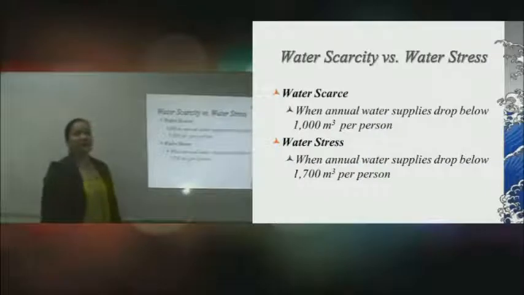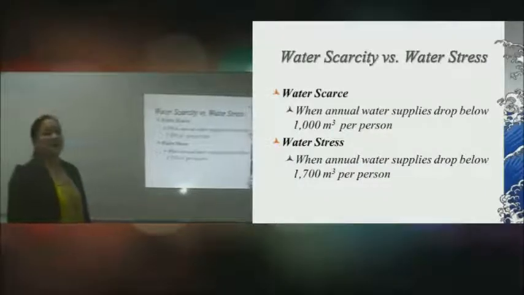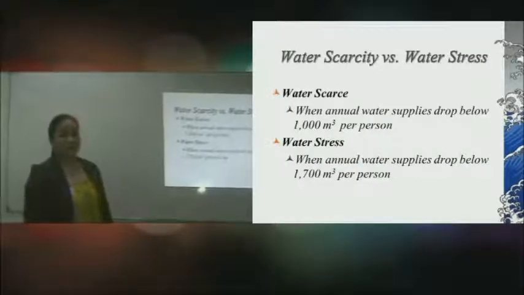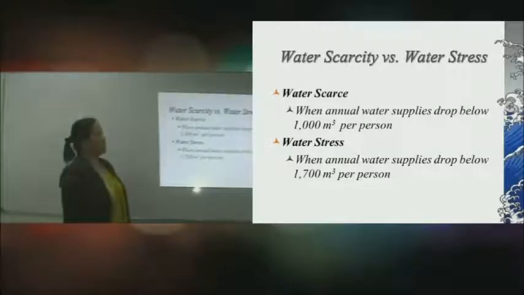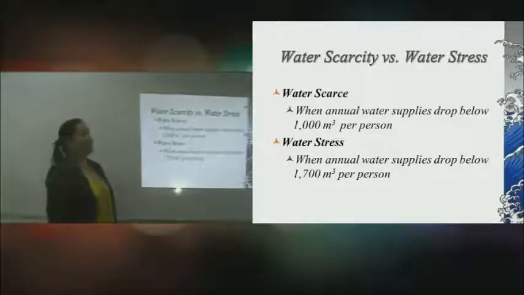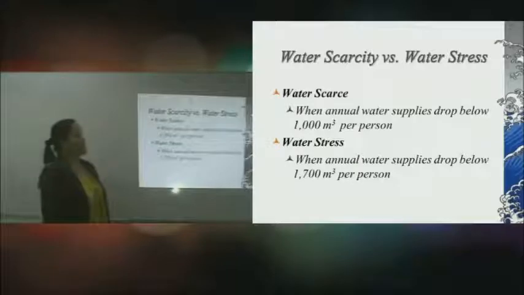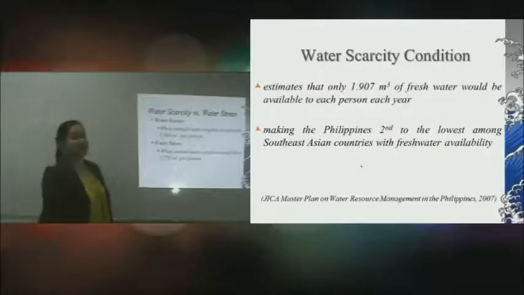Now, the major problem in the industry now is the condition of water resources. There are two conditions of the water resources that we are afraid of. One would be water scarcity and then the water stress. Water scarcity is when annual water supplies drop below 1,000 cubic meters per person. And water stress is when annual water supplies drop below 1,700 cubic meters per person.